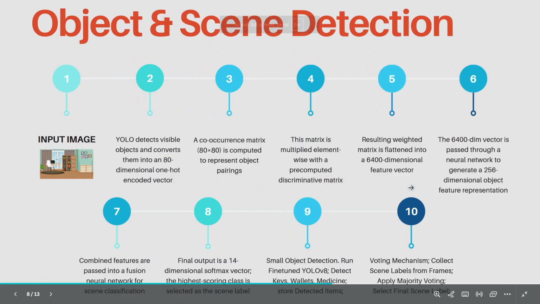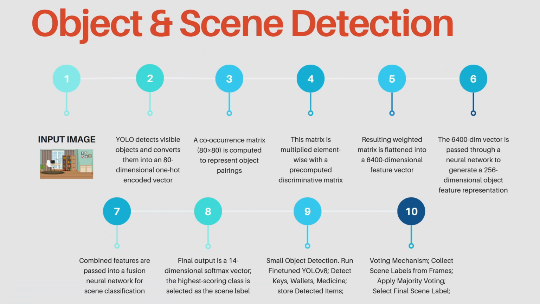We start with an RGB image. Typically, a single frame is extracted from a video. First, I use YOLO to detect visible objects. These detections are converted into an 80-dimensional one-hot encoded vector that represents the presence of each object. Next, we construct an 80 by 80 co-occurrence matrix from this vector to capture all object pairings.